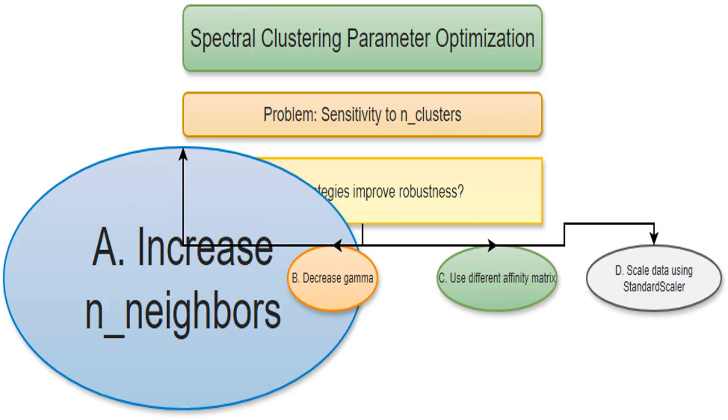Increasing n_neighbors considers broader relationships between data points when creating the affinity matrix. It's like expanding the search radius to identify similar data points. This generally leads to more robust cluster assignments, less affected by minor adjustments to n_clusters. It's about taking a wider view.